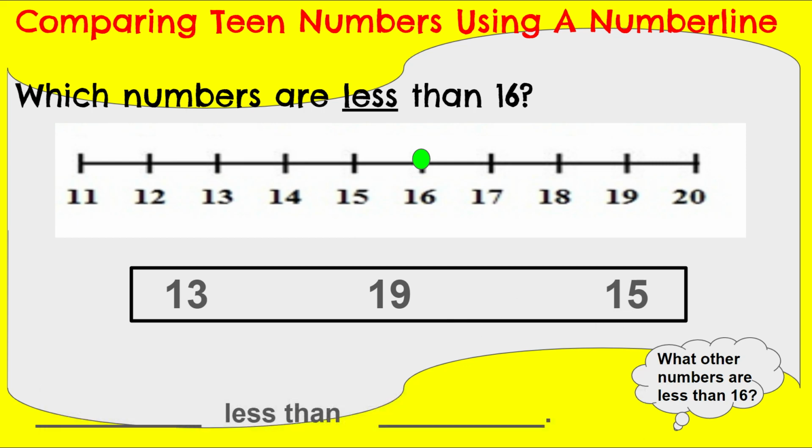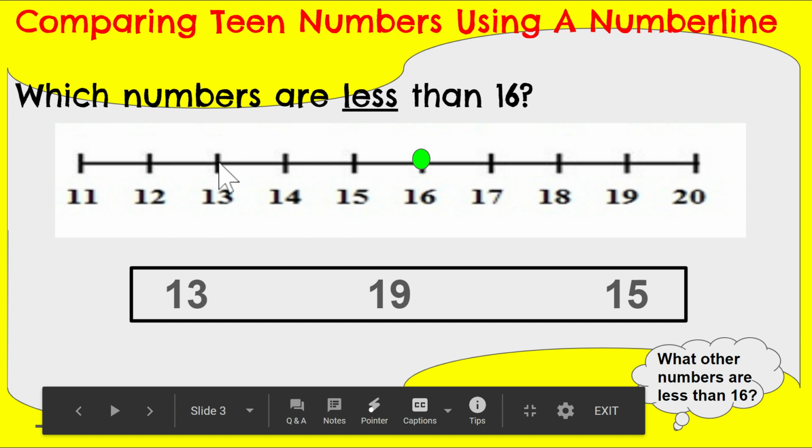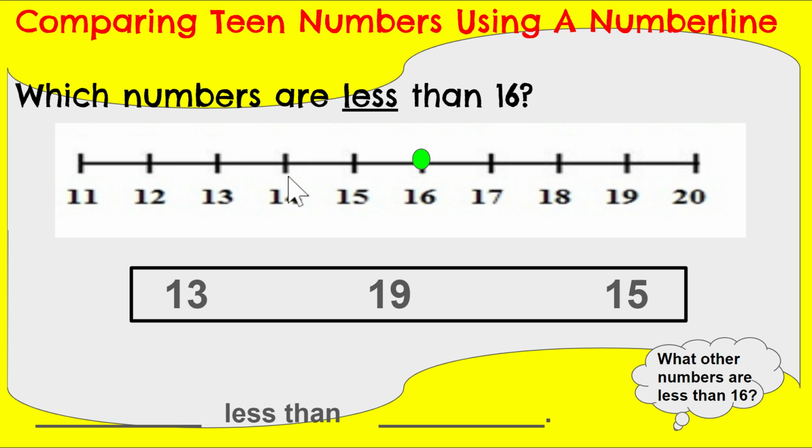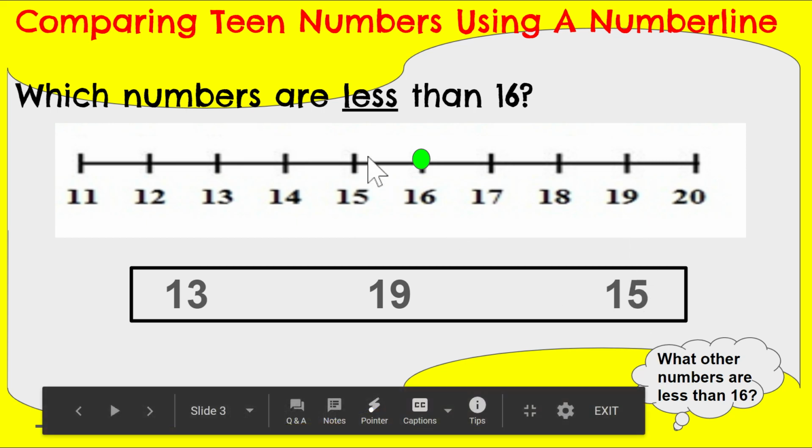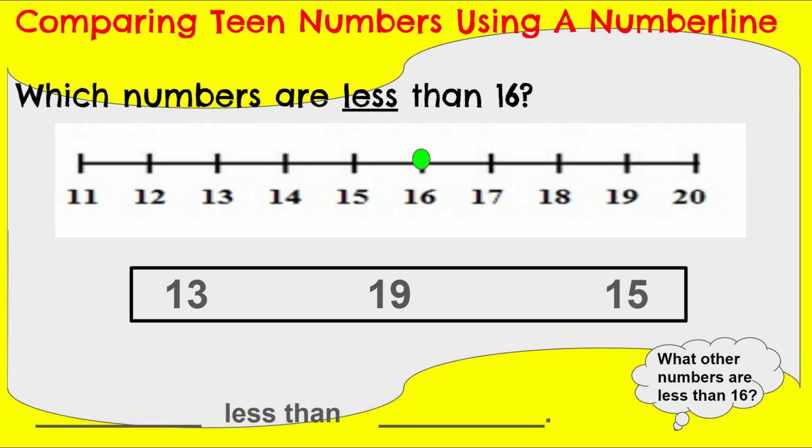So let's find those numbers on our number line. We see the number 13 over here. That is less than 16. It's to the left. And we see our 19. Ooh, that's moving the other way. That one's greater, so it can't be that one. And we see our 15. Where's that on our number line? There it is. And that one is also less. It's to the left. So our 13 and our 15 are less than 16. So if we were to say it together, we would say 13 and 15 are less than 16.